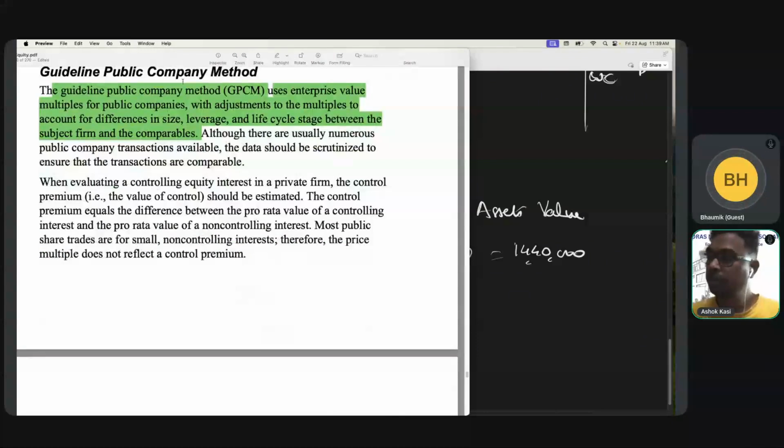The guideline public company method. It uses enterprise value multiples for public companies, with adjustments to the multiple to account for differences in size, leverage, and life cycle stage between the subject firm and the comparable. We are using the public company as a proxy, and then you will do all the adjustments because of the size of the company, leverage, and life cycle. So your guideline is provided by the public company.